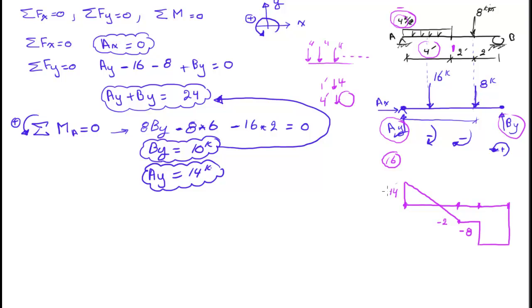So I start with a 0, I go up 14, descend to this point, nothing happens here. I go down straight, -8, nothing happens here. Then I go up with a 10 value. So I start with a 0 and I end up with a 0.